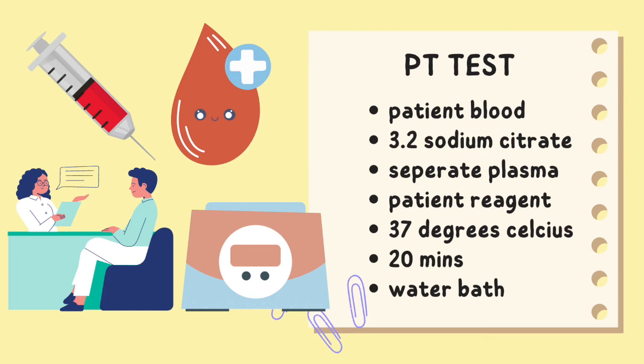After that, we add the reagent, which is pre-warmed to 37 degrees Celsius for at least 20 minutes, then we add that to the patient's plasma in a new test tube and incubate in a water bath at 37 degrees Celsius for 2 minutes. Then finally, we start the timer and stop it when the clot has formed. The normal value for PT test is 10 to 14 seconds.